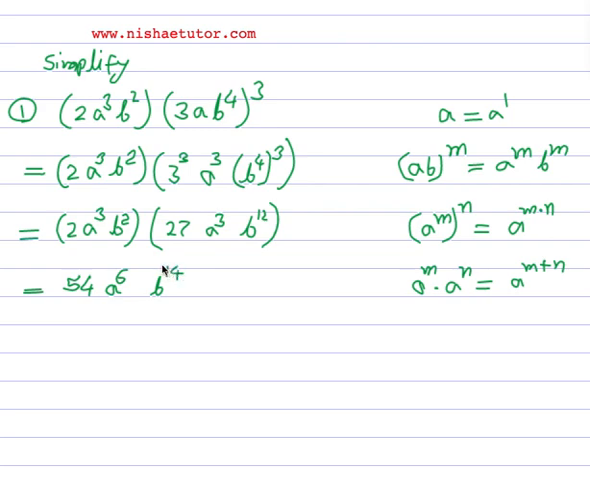Here students make a common mistake, like 3 to the power 3. Some students write 9, but no. 3 to the power 3 means 3 multiply 3 multiply 3, which is 27. Okay.